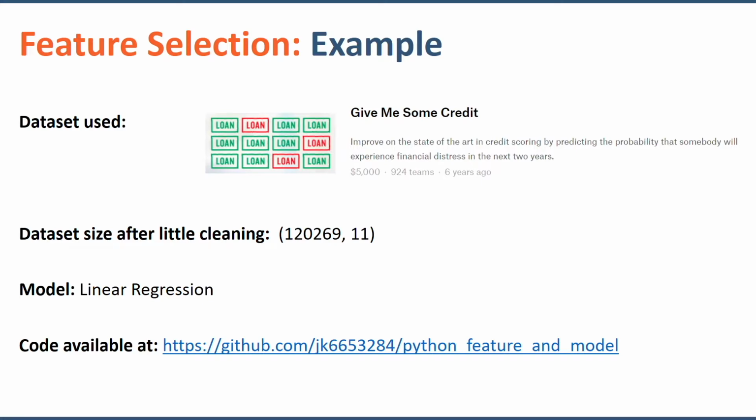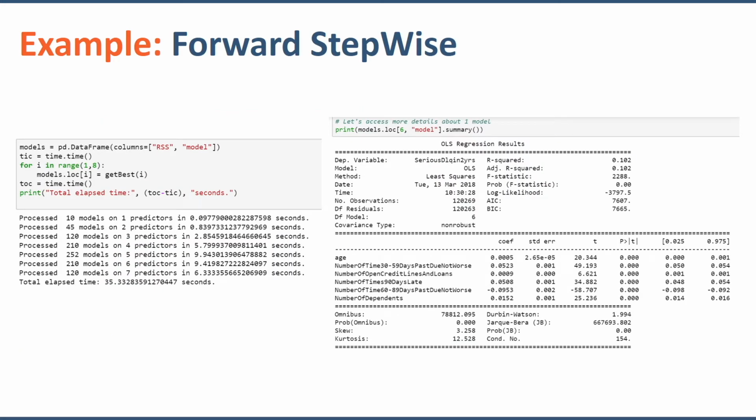We are now going to see an example with Python. To quickly talk about the dataset selected, it comes from a Kaggle competition about credit scoring and has 11 features. The model we want to test on is linear regression. You can find the code on the following URL. We are trying to do a forward stepwise, using the residual sum of squares, or RSS, to select features.